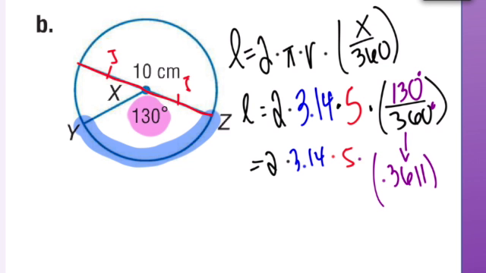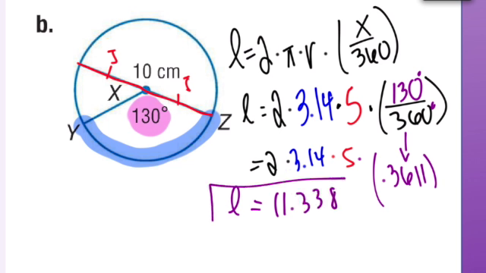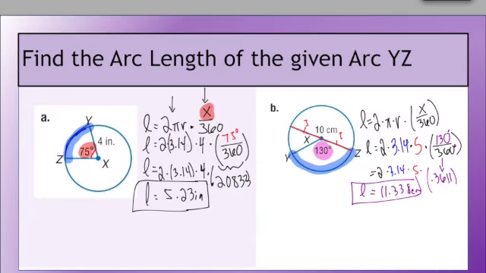Alright, so 0.3611 times 5 times 3.14 times 2. And I get 11.338 centimeters. And there we go.